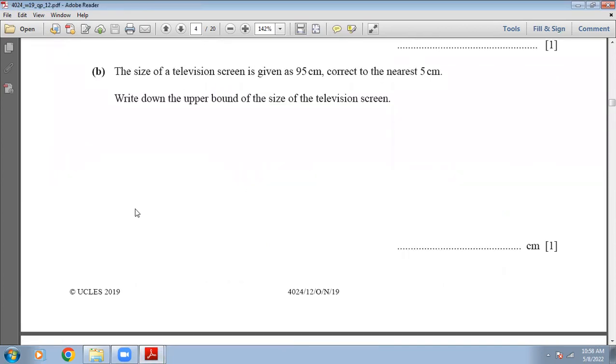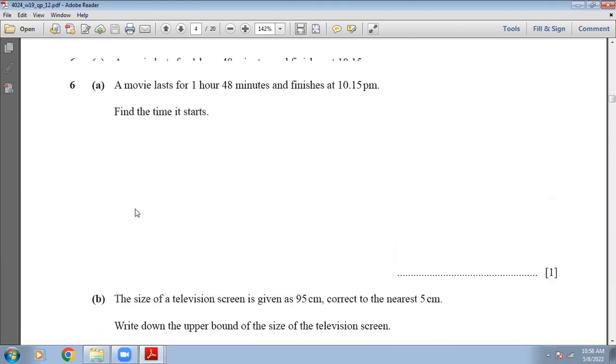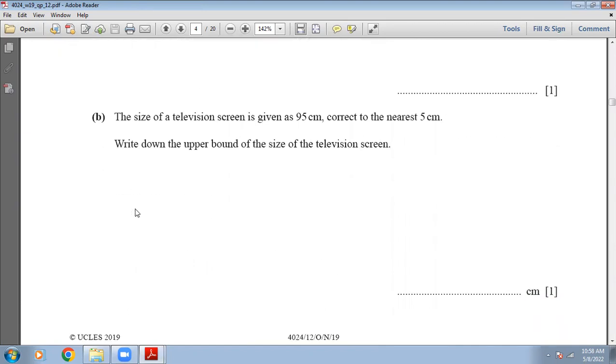Okay, so we are going to the next question. That's the B part. The size of a television screen is given as 95 centimeter, correct to the nearest 5 centimeter. Write down the upper bound of the size of the television screen. So it is correct to the nearest 5 centimeter.